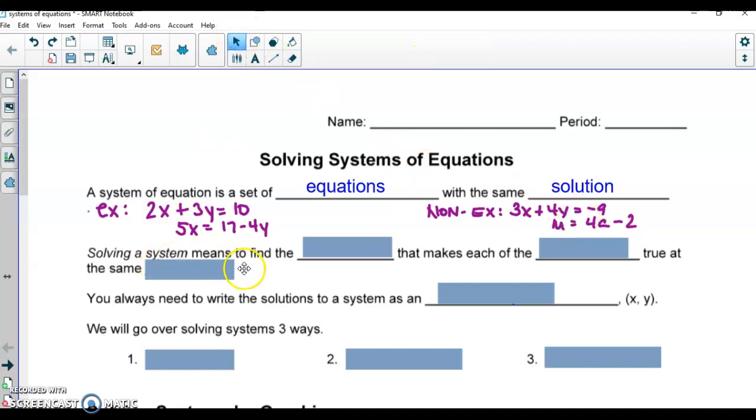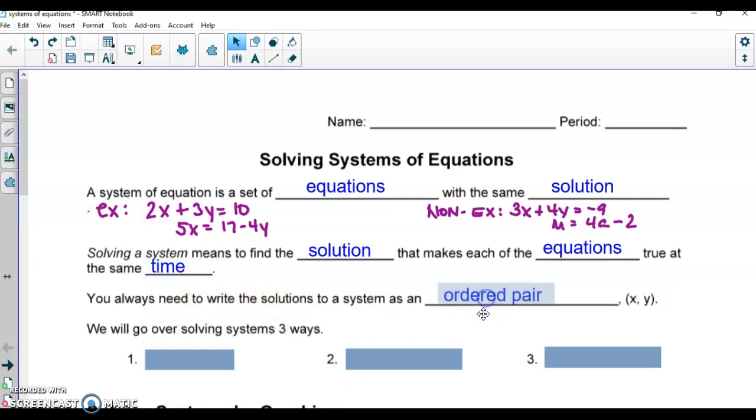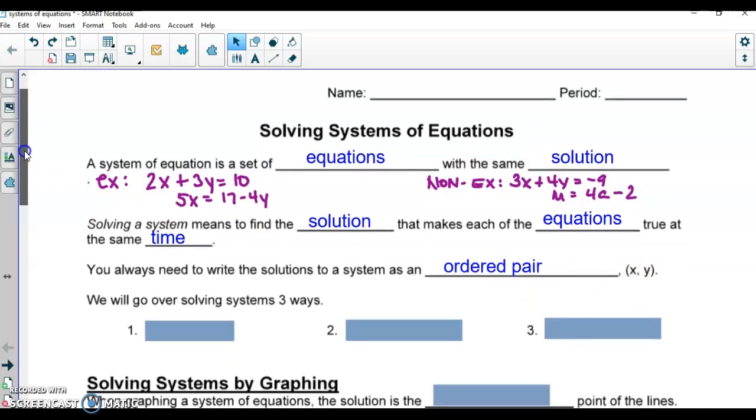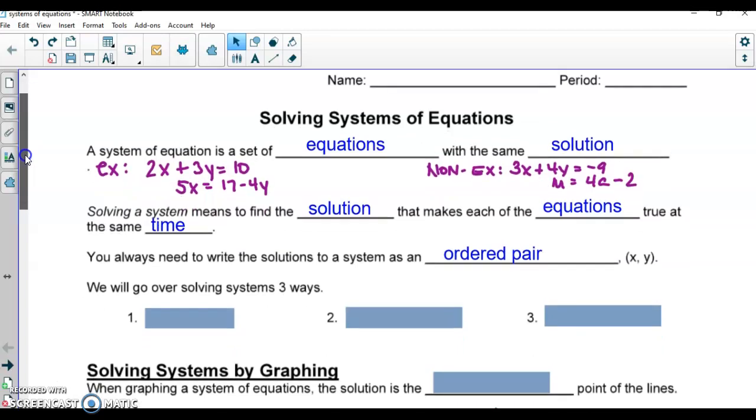What does it mean to solve a system of equations? That means find the solution that makes each of the equations true at the same time. When you find that solution, you're going to write it as an ordered pair, x comma y. It is a point on both graphs.